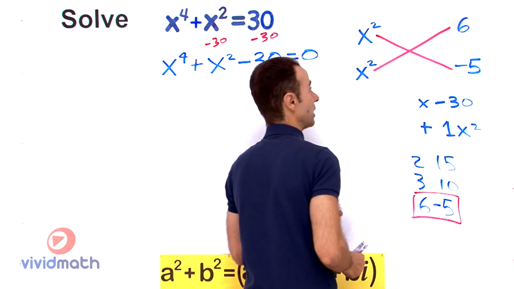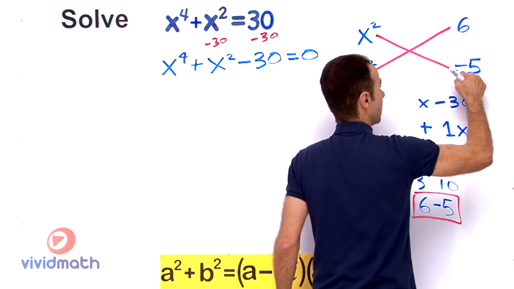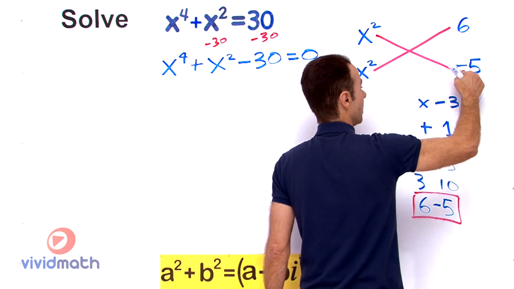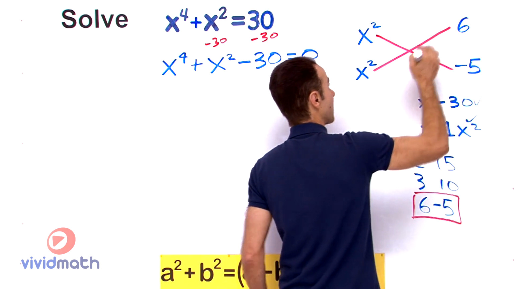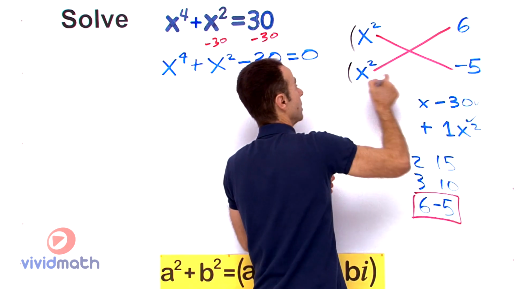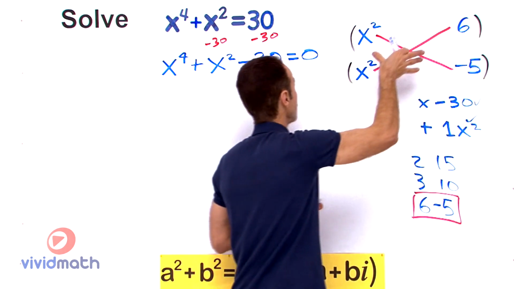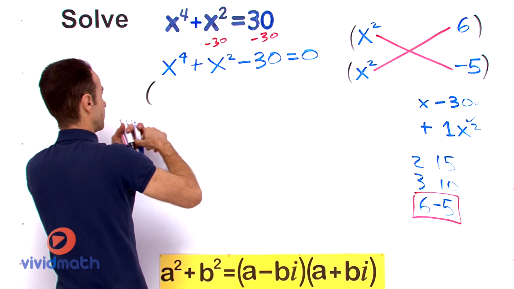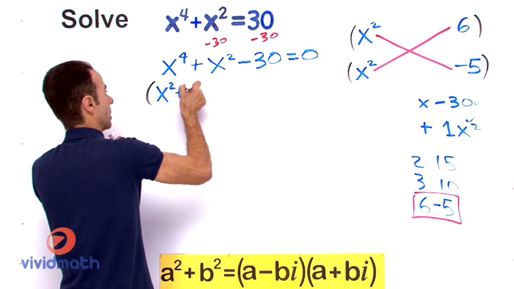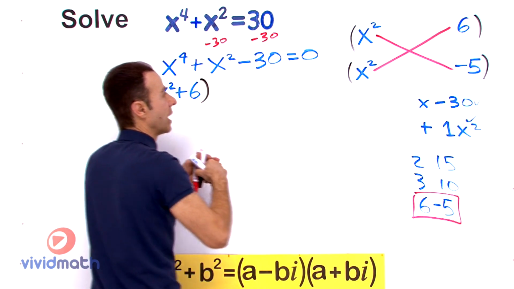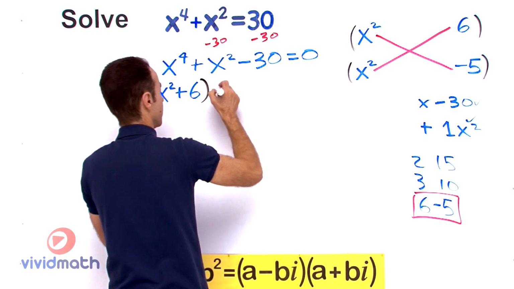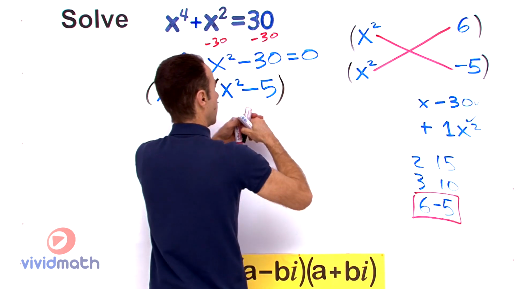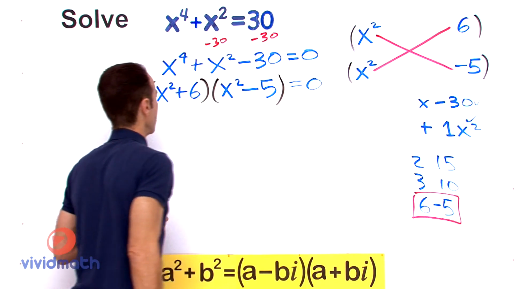They're the two factors. Let's test it. 6 times negative 5 is negative 30. That works. And we got 6 minus 5 equals 1x squared. That works too. So that's all we need to do. Now we just put the brackets around these guys and then drag and drop them over here. So we got x squared plus 6 and we have x squared minus 5, and they equal 0.